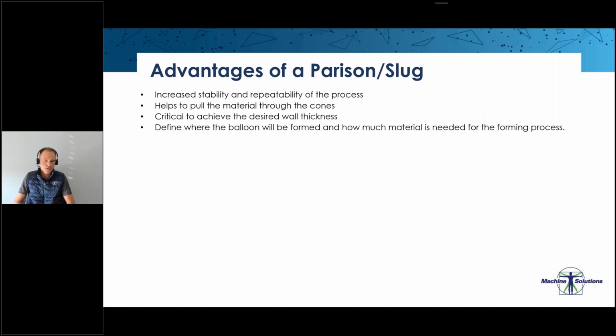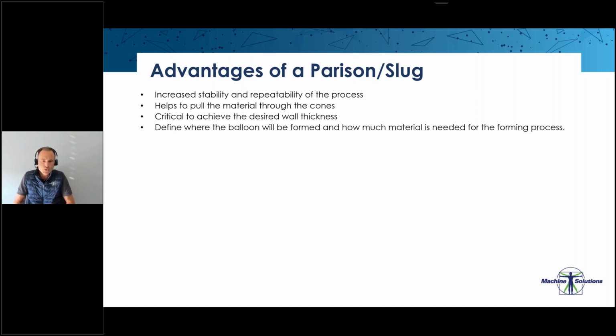Another important advantage: a parison helps to pull the material through the cones and is critical to achieve the desired wall thickness in the balloon as well as in the cones. The necking process makes the sleeves more rigid, which ensures that when the stretch is done in the forming process, the pulling happens only in the balloon and not on the whole tube. We have, again, therefore, more control.